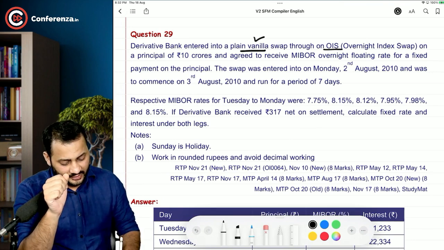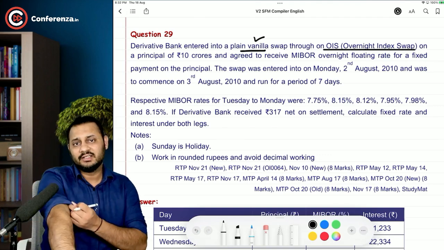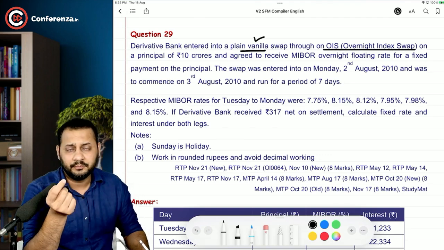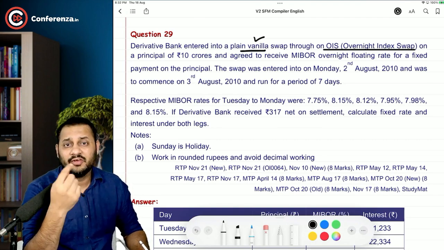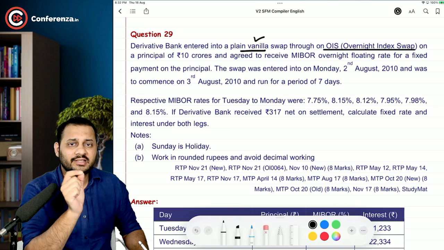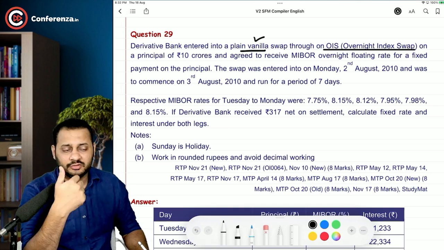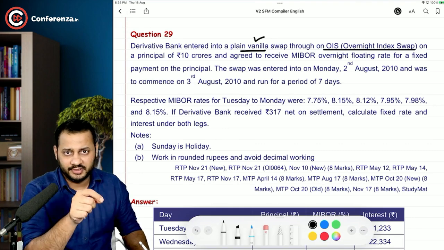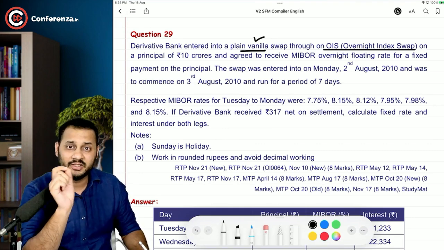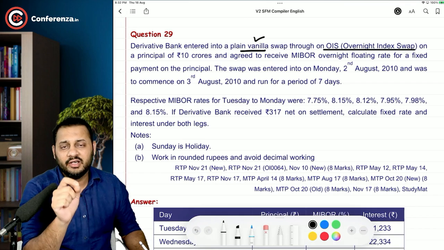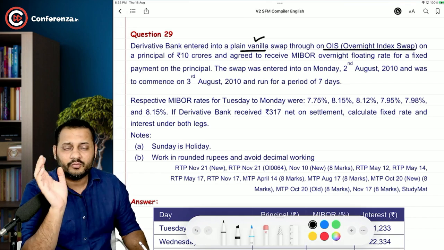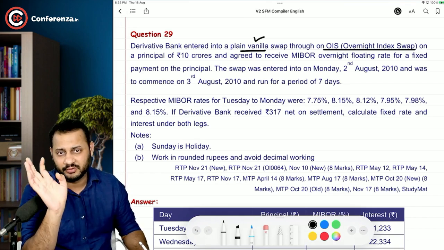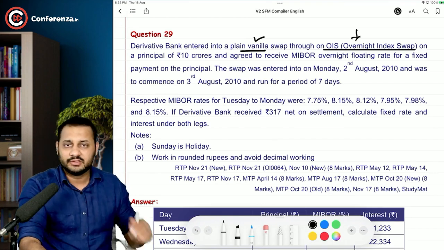Through an overnight index swap, OIS is a method of swapping, a frequency of swapping. Every day's calculation will be made and swapped with each other. So every day's interest rate, or we can say floating rate, will be considered, and every day we are going to calculate interest payable and receivable. Overnight itself means one day.